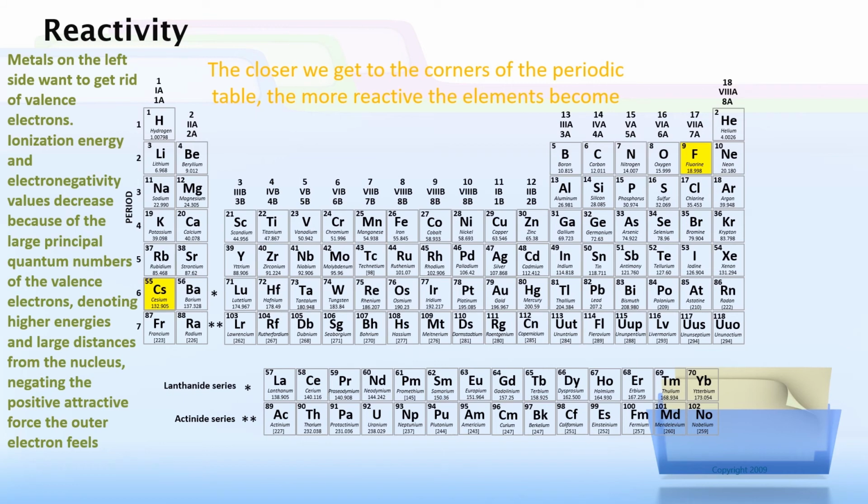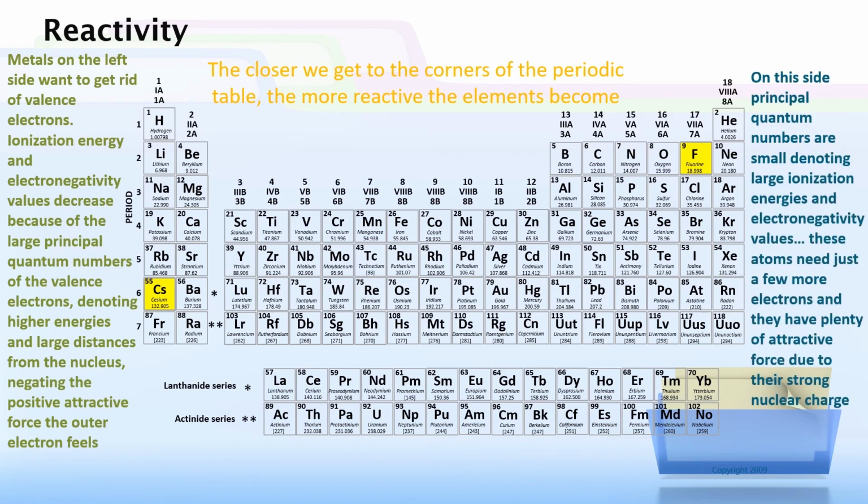Now the opposite thing is happening on the top right side around fluorine. The principal quantum numbers are small, denoting large ionization energies and electronegativity values. These atoms just need one or more electrons to become noble, and they have plenty of muscle to draw extra electrons due to the stout attractive forces felt on the outer electrons by a strong nuclear charge. Now just imagine what would happen if cesium and fluorine saw each other.